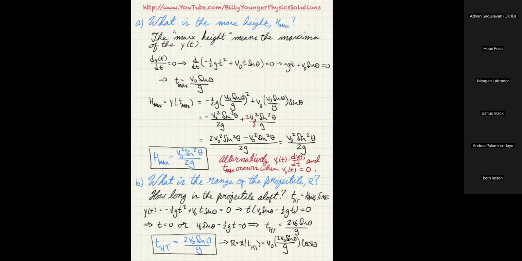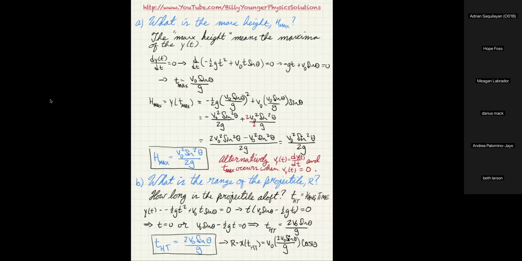Well, it turns out that 2 sine theta cosine theta is the same thing as sine of 2 theta. That's a trig identity that you can look up yourself. I'll double check it right now. So 2 sine theta times cosine theta is equal to sine of 2 theta. Yep.